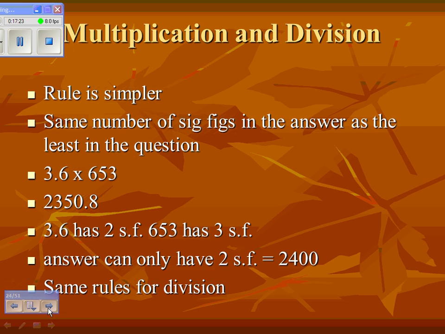I do the same thing when I'm doing division. I just look at my numbers that are being divided together, and whichever one has the fewest, that's how many significant figures my answer will have.